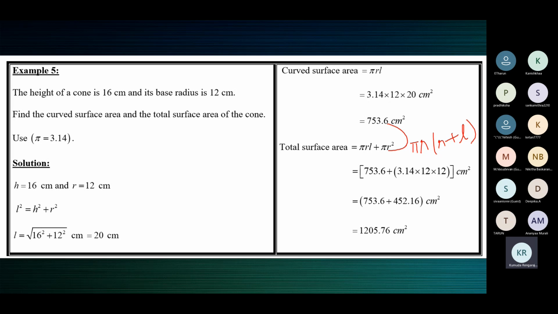Then why have I done it using pi RL plus pi R square? Because we already found pi RL. So CSA we already know, pi RL. So plus the area of the base. Curved surface area plus the area of the base is the total surface area of the cone.